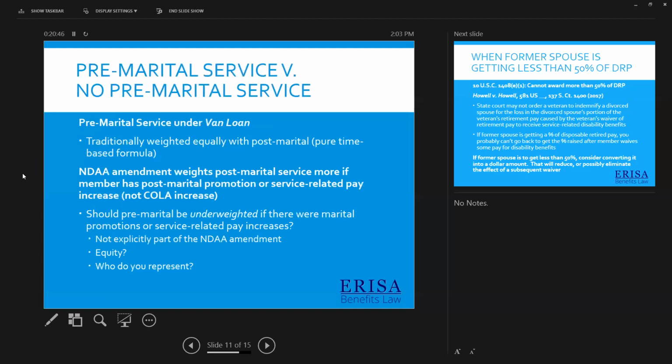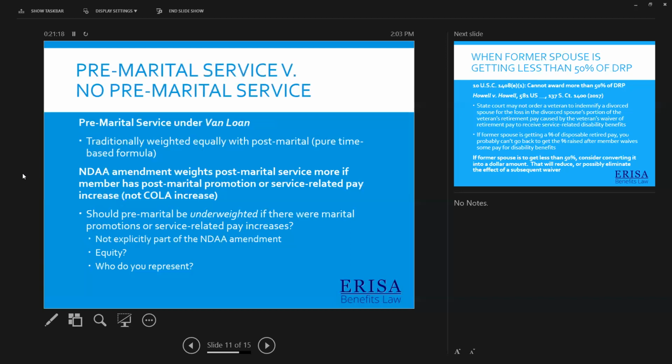Certainly, I can see the counter-argument that says, well, that's wonderful, but the NDAA specifically modifies our existing law to give that extra weight to the postmarital, but it doesn't say a thing about premarital service, and that's true. But still, I can see making an equitable argument that that's what should happen. So whether that's persuasive to you depends on who you represent.